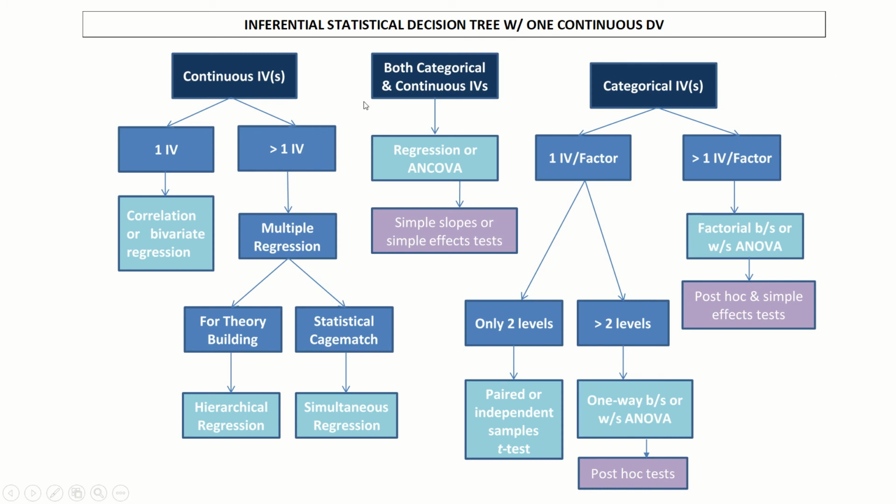And so here, I am now going to show you my creation of a statistical decision tree where our DV is continuous. So this is an inferential statistical decision tree when we have one continuous dependent variable. Maybe after we talk about correlation and regression, if we have time, we'll talk about statistical analyses that we use when our DV is categorical. But right now, we have one dependent variable that is continuous in nature, right?